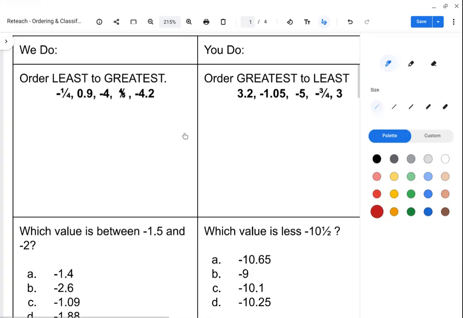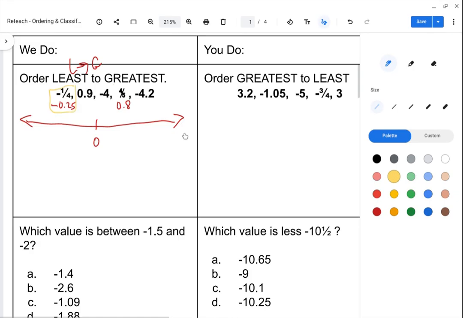Order from least to greatest. So here I am making a number line. I'm always going to put 0 on the number line. And I'm going to convert these. So -1/4 is -0.25. 4/5 is 0.8.